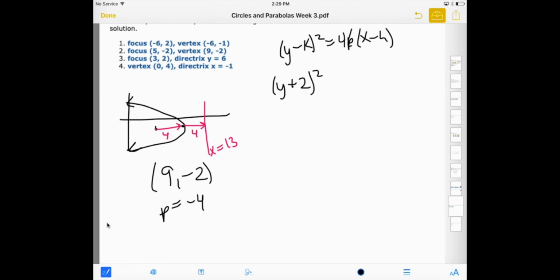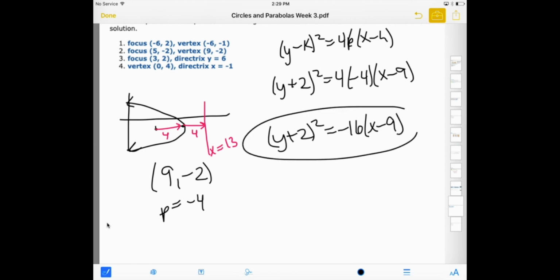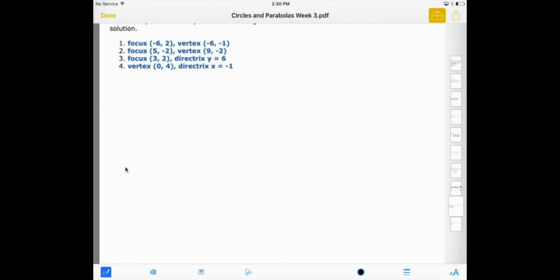So I'm going to go ahead and plug these numbers in. So I have y minus k, which is negative 2, so plus 2, and then 4 times negative 4 times (x - 9). So I get (y + 2)² = -16(x - 9) when I multiply. And that should be it. That's my final answer.